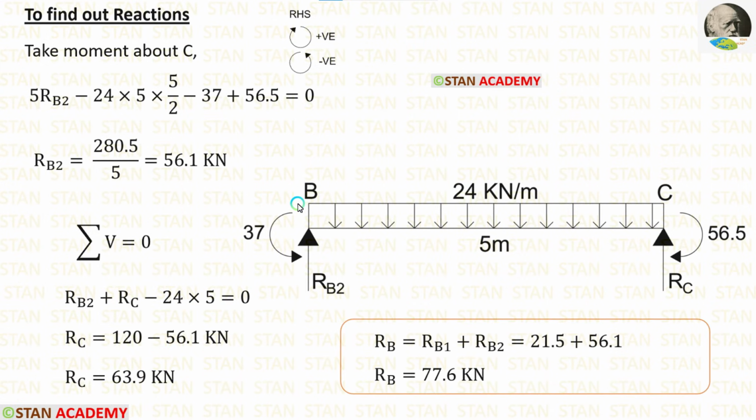We have calculated the reaction in the point B two times. Let us add both of the values RB1 and RB2. After adding, we are getting RB, which is equal to 77.6 kilonewton.